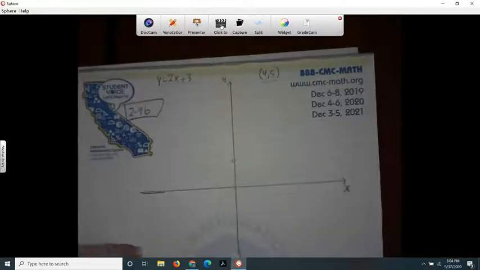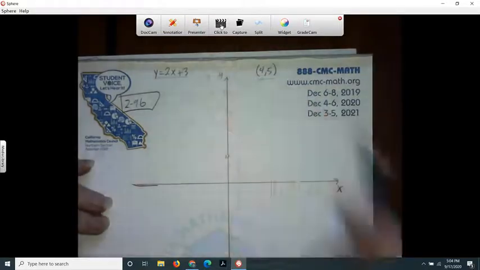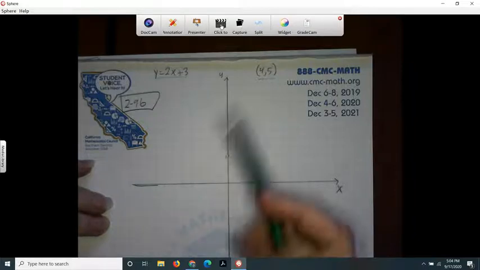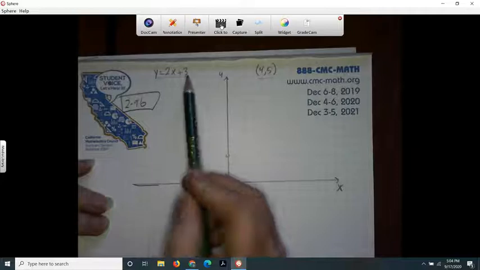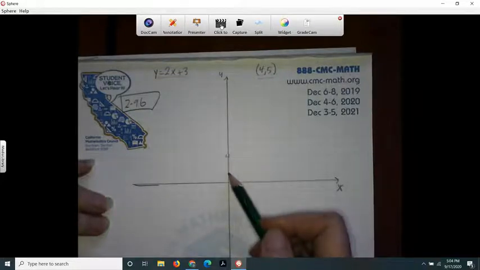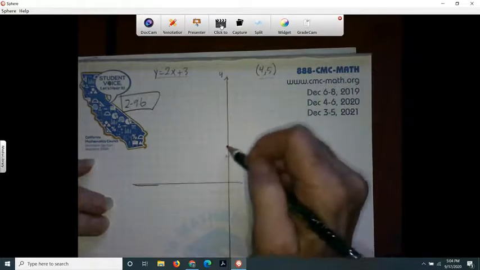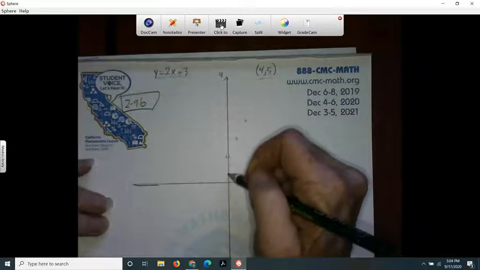Now you don't have to graph these, but I'm going to graph it for you because I think it helps you understand the concept of what's happening. So y = 2x + 3. The y-intercept's at 3, so I made a dot at 1, 2, 3. The slope is 2, so I'm going to go up 2 over 1, up 2 over 1.